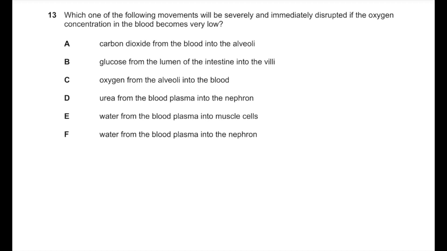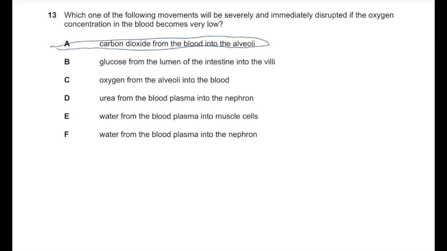Which one of the following movements will be severely and immediately disrupted if the oxygen concentration in the blood becomes very low? Immediately from this question, you should be thinking about active transport, but it's looking at oxygen concentration. And what requires oxygen? Respiration, active transport. So, knowing this information, let's answer the question. So A, carbon dioxide from the blood into the alveoli. This occurs through diffusion and has no relevance to the oxygen concentration in the blood, so A is incorrect.